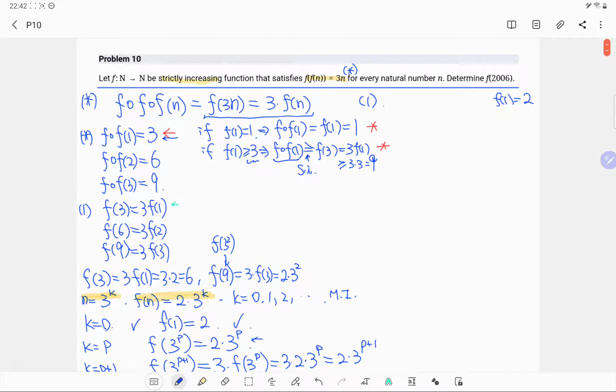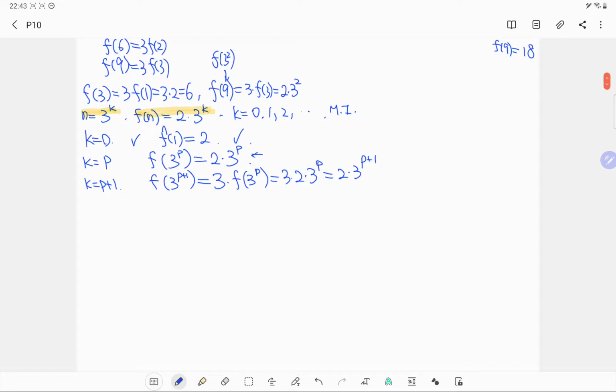So in this case, we have f of 3 should be 3 times 2, which is 6. F of 9 should be 3 times 6, which is 18. So now we already have f of 1 and f of 3. Why not try to find f of 2. So now f of 1 is 2. F of 3 is 6.